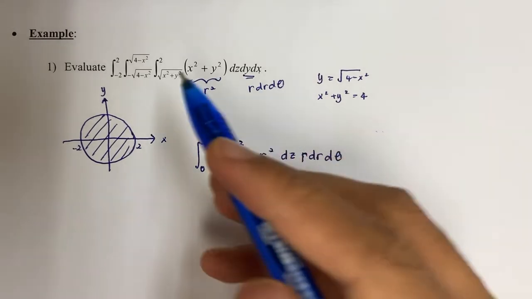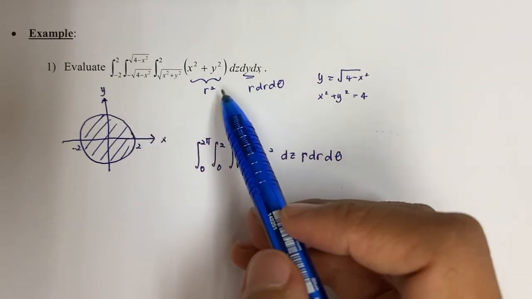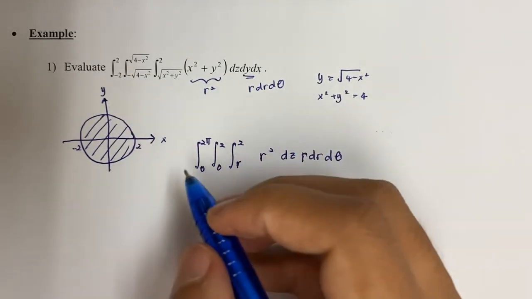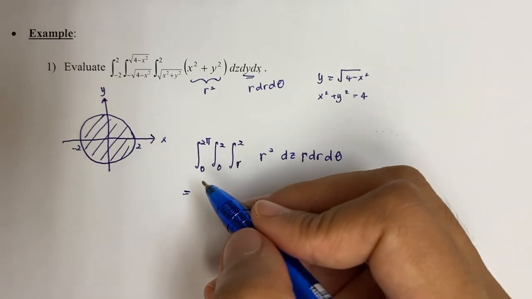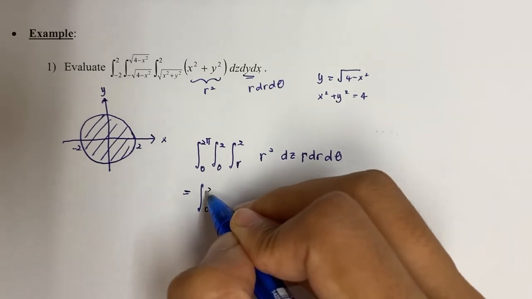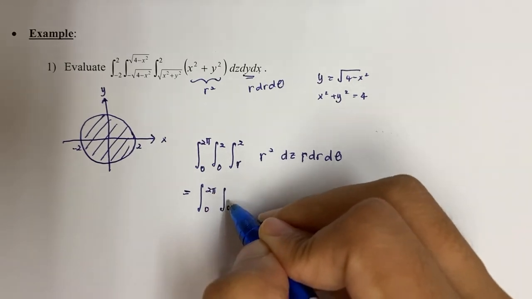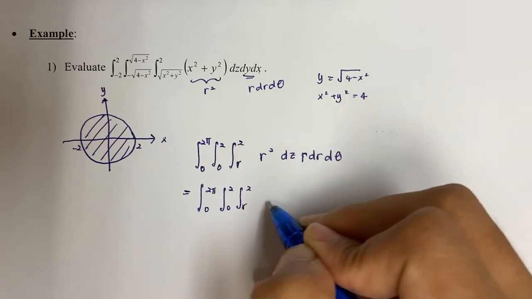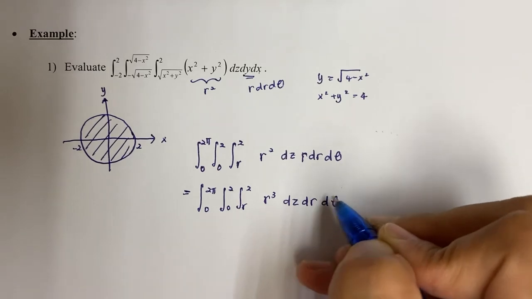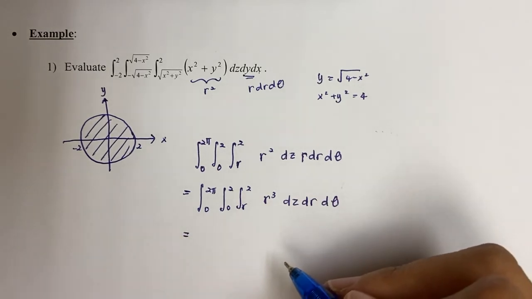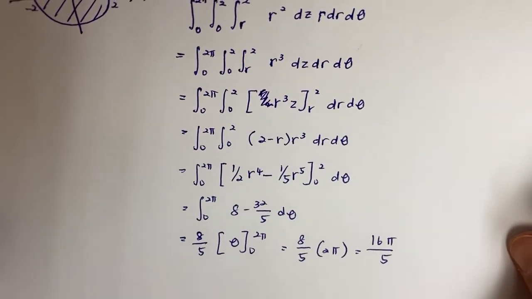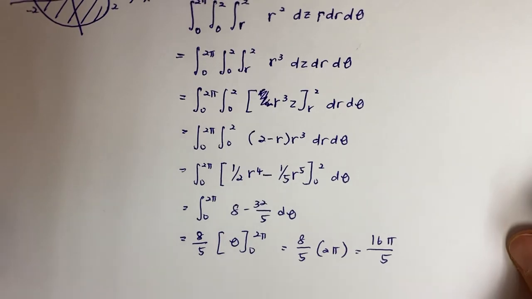Instead of solving this triple integral with all these square roots, you can make it easier when you solve it in cylindrical coordinates. You can find this, this is equal to... okay, you can continue from here. So you will have the final answer equal to 16 pi over 5.